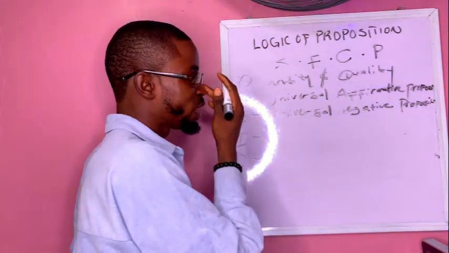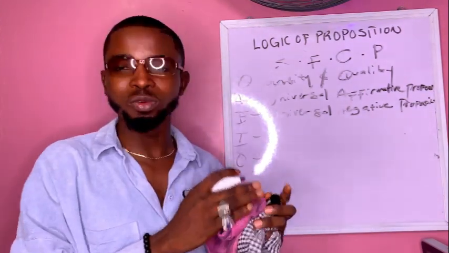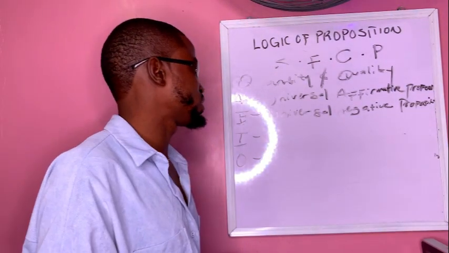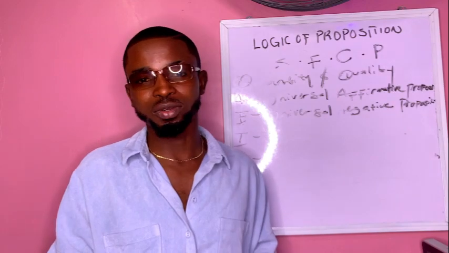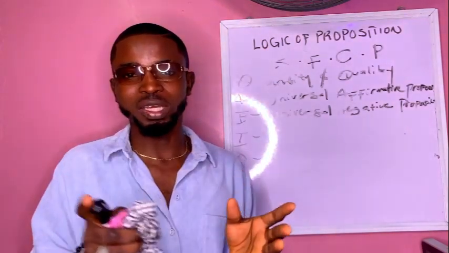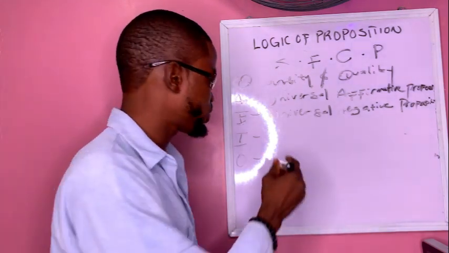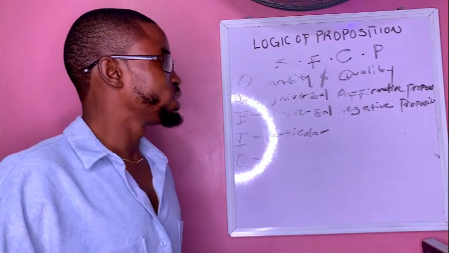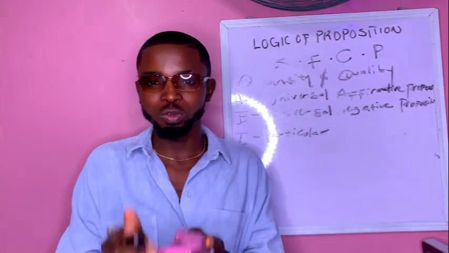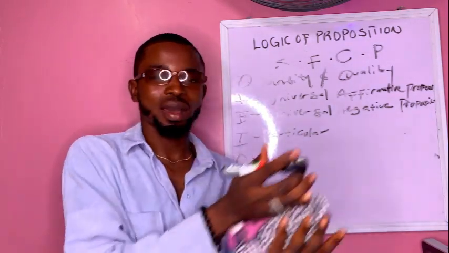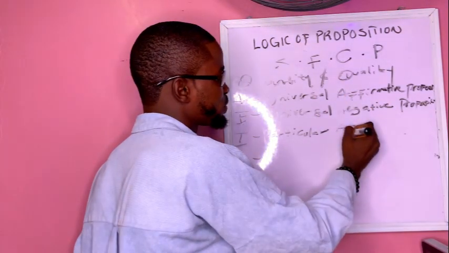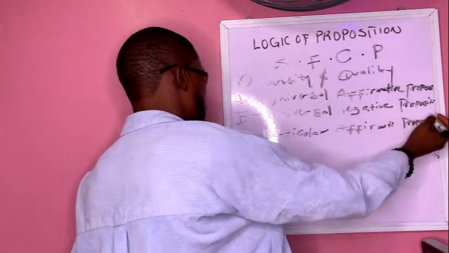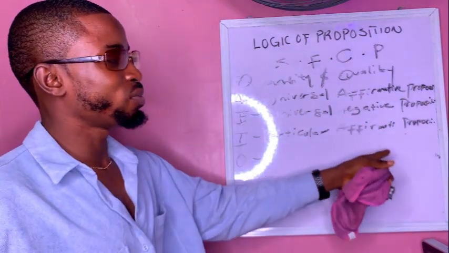Then I proposition, the quantity. Let's say some students are scholars. So the quantity is what? Particular, because it is not making reference to the whole students. It's only talking about some of them. Then the quality is affirming a class inclusion, because it's saying that some students are scholars. That is, some part of these people are part of these people. So it is affirmative. Then we just put proposition. So I proposition is particular affirmative proposition.